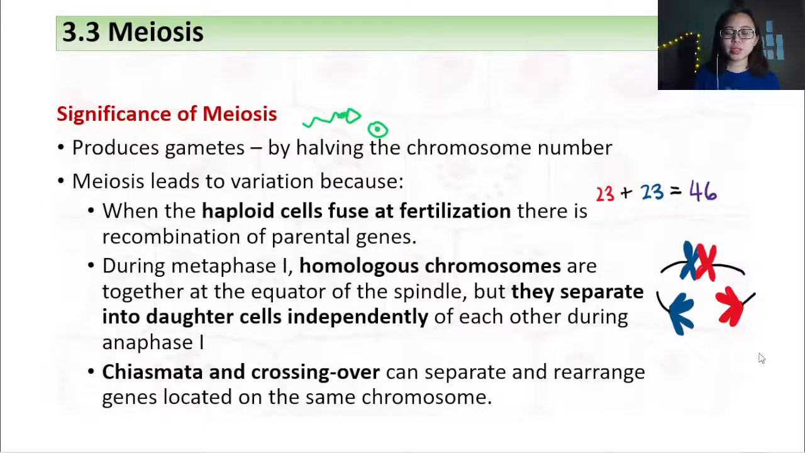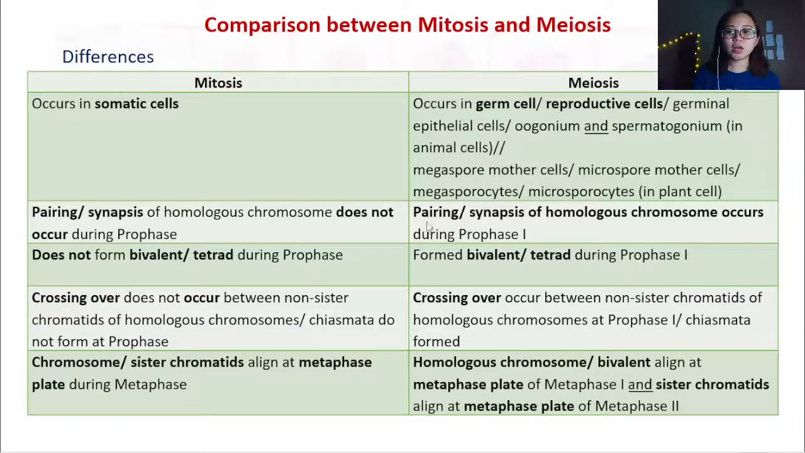And the third reason why your meiosis has variation is because of chiasmata and crossing over. This is shuffling, separating, and rearranging genes located on the same chromosome. Okay. So, ini 4 adalah kepentingan meiosis. Okay, so here in these notes, you have comparison between mitosis and meiosis.